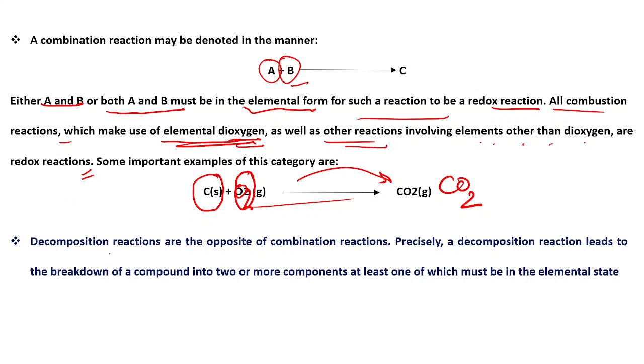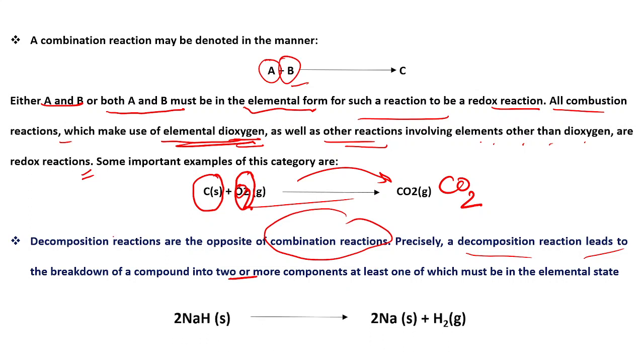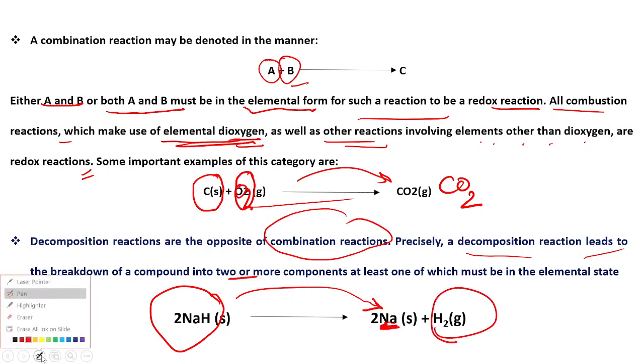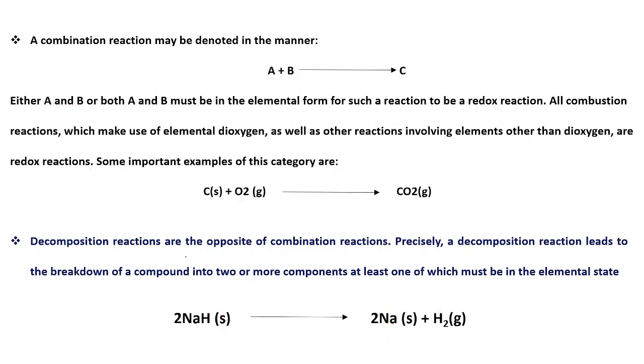Next is your decomposition reaction. Decomposition reactions are the opposite of combination reactions. Precisely, a decomposition reaction leads to the breakdown of a compound into two or more components. At least one of them should be in its elemental state. You see here, this is sodium hydride. This one is in the elemental state and this is in the molecular state. So the condition for a decomposition reaction is that at least one of the products should be present in the elemental state. Here your sodium is present in the elemental state.